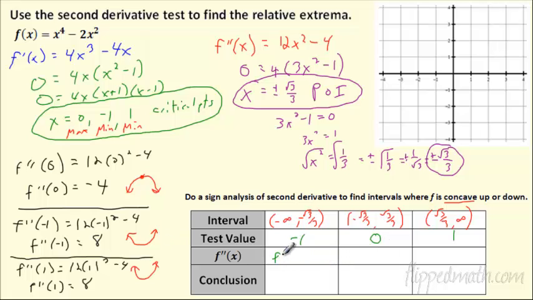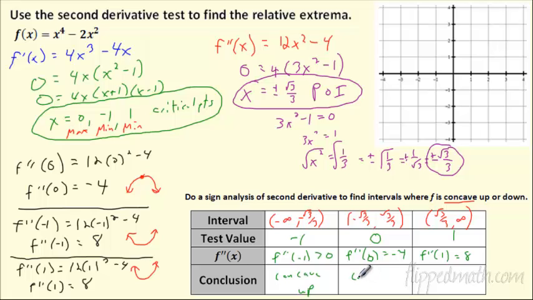Let's say that is greater than 0. So I know it's positive. I know the second derivative of 0, let's go ahead and write the number. The second derivative of 0 is negative 4, and the second derivative of 1 was positive 8. So because that's positive, I can conclude that this is concave up.